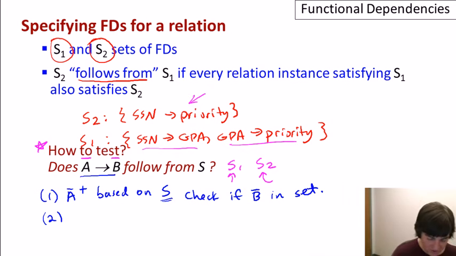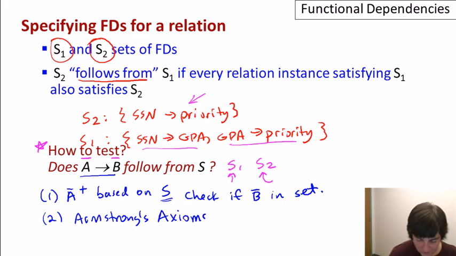The second way to check is based on a set of axioms, a set of rules called Armstrong's axioms. We saw some rules for functional dependencies earlier, but Armstrong's axioms are a specific set of rules that are what's called complete. It's guaranteed that if one thing about functional dependencies can be proved from another, then it can be proved using the Armstrong's axioms. I'm not going to cover Armstrong's axioms in the videos, but you can look at any of the recommended readings and find them there.